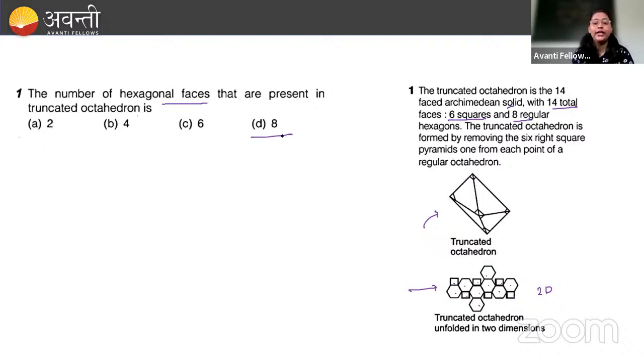The answer will be option D, because the truncated octahedron is formed by removing the 6 right square pyramids, 1 from each point of a regular octahedron. So from the pyramids, you can form this truncated octahedron, and here you can see how many faces are present. 8 hexagonal faces are present in this truncated octahedron. Don't get confused here. You should never get confused here.